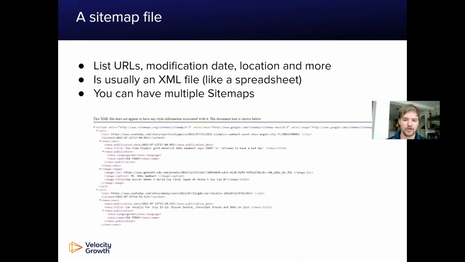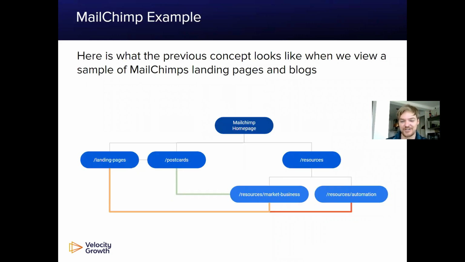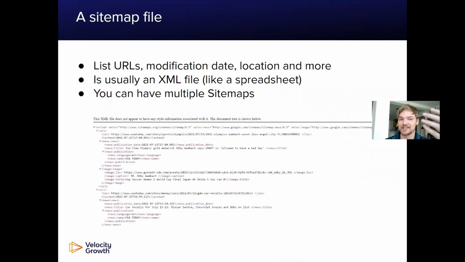So moving on. So that's structure and internal linking, right? That was a lot. So let's move on to the sitemap file. Now, a sitemap file is essentially just a list of all the URLs on your website that you want Google to be able to see and crawl.